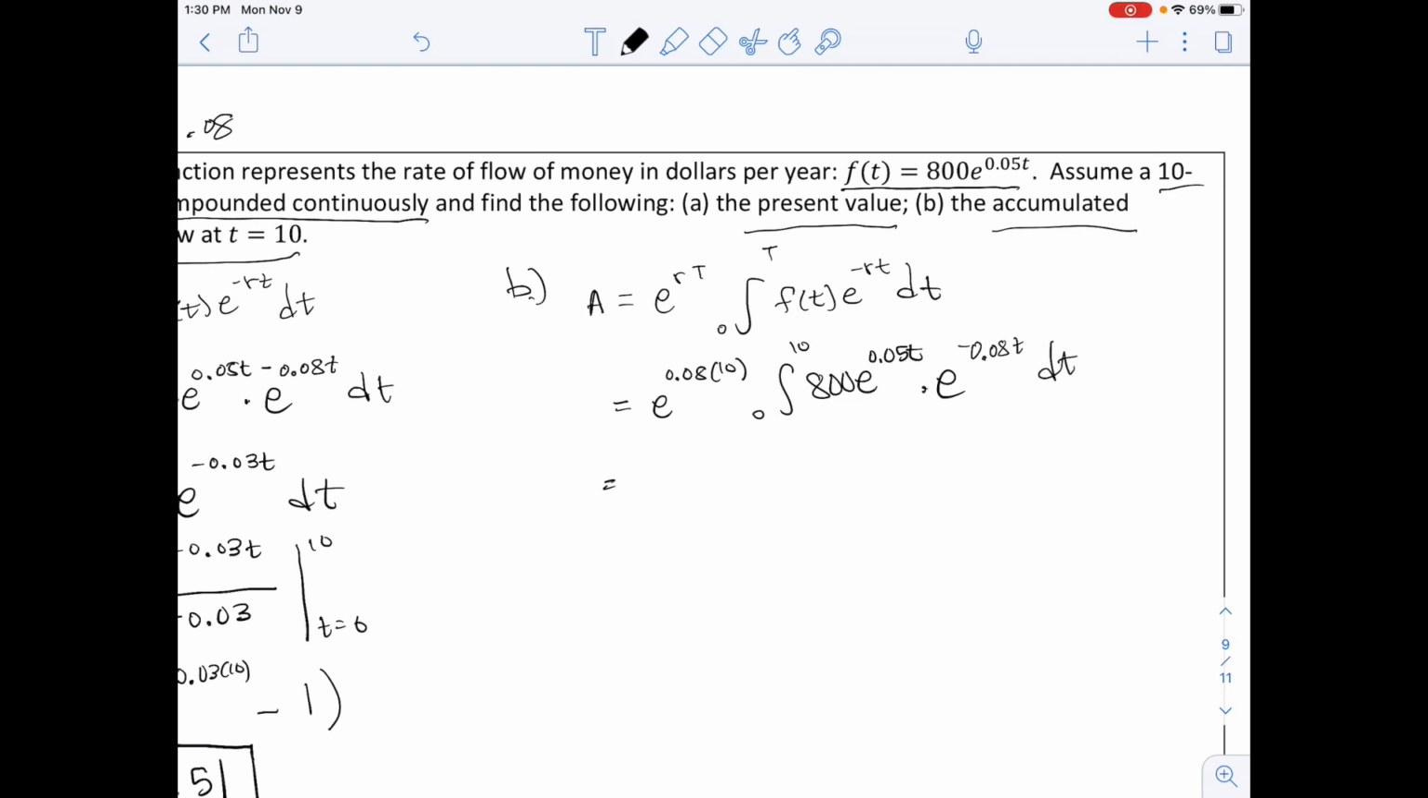From here we can clean this up. This value out in front, if you do 0.08 times 10, will be e to the 0.8. You can also move that 800 out in front too. And then this is going to be the integral from 0 to 10 of, combining these together, e to the negative 0.03t dt.